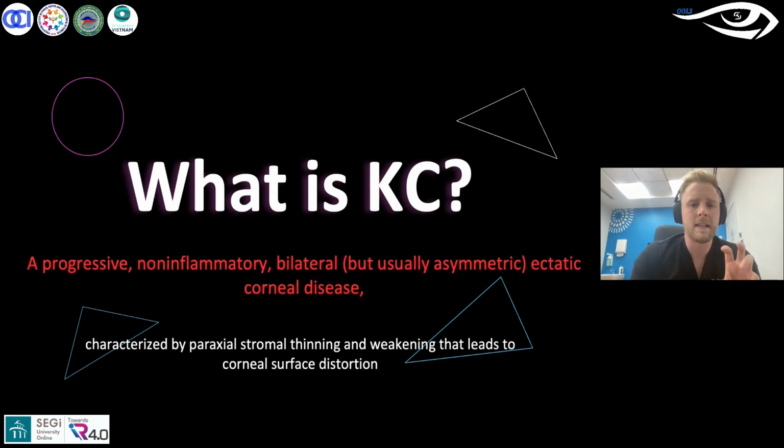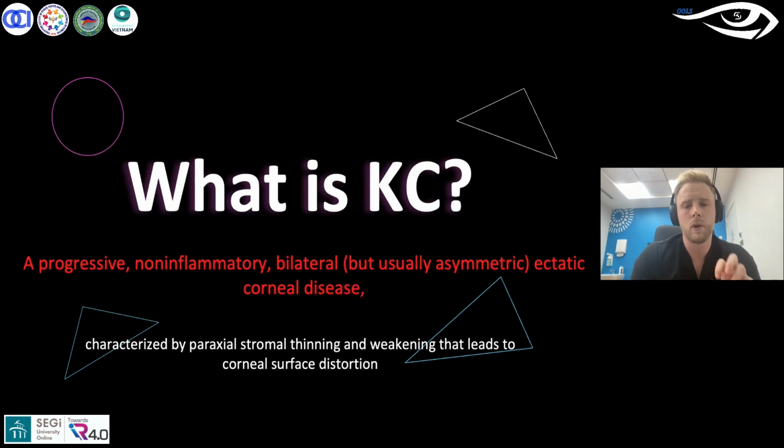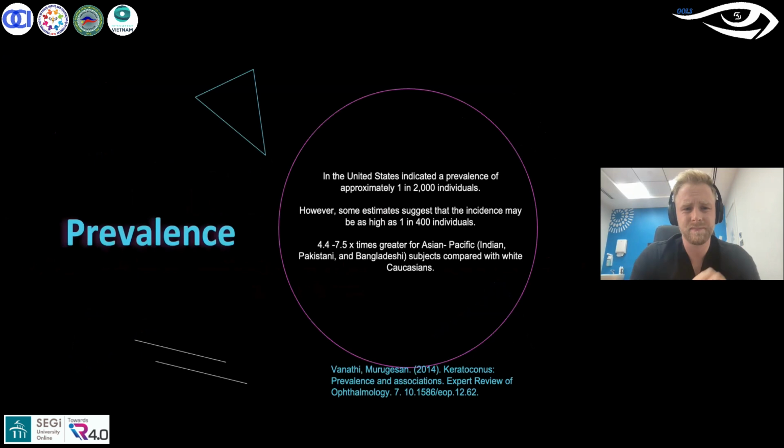But this is the real sentence that I want to bring home, okay? Progressive, non-inflammatory, and bilateral corneal disease. How common is it? So I've taken this from a few different studies. In the United States, they reckon it's about 1 to maybe 1.2, some of the studies say, per 2,000 individuals. So if you're working in the Western world, you're probably expecting to see roughly about maybe 2 patients a year with keratoconus.